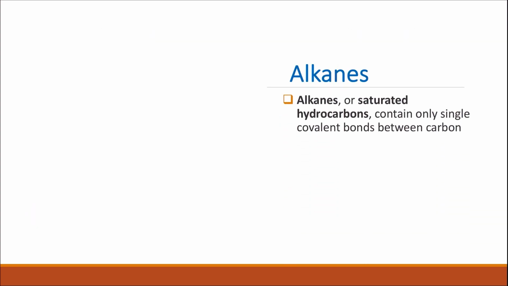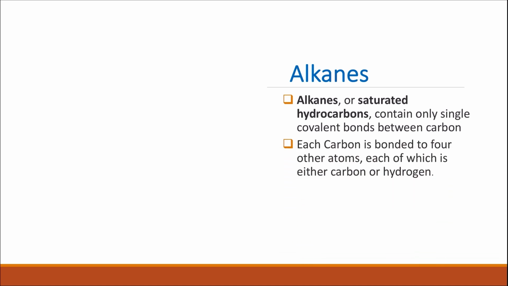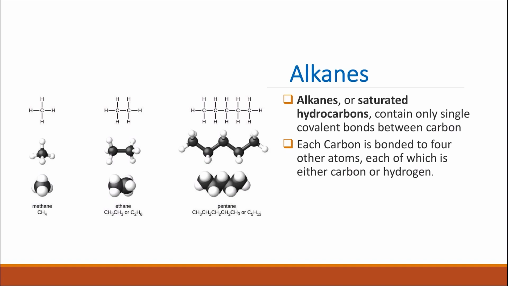So starting off with alkanes, alkanes are saturated hydrocarbons, contain only single covalent bonds between carbon atoms, and they only contain carbon and hydrogen. Each carbon atom is bonded to four other atoms. These could be either carbon or hydrogen depending on the compound. The general formula for alkanes is CnH2n+2. So whatever the number of carbon atoms, the number of hydrogen atoms will be double that number plus 2.